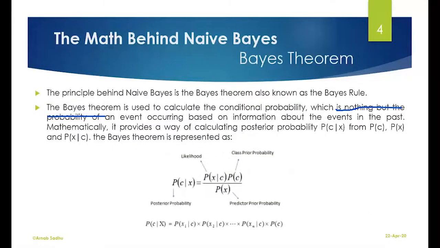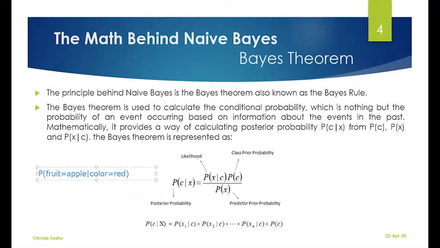Now we will look at the math behind naive Bayes. The principle obviously is the Bayes theorem, also known as Bayes rule. Bayes theorem is used to calculate the conditional probability, also called the posterior probability.